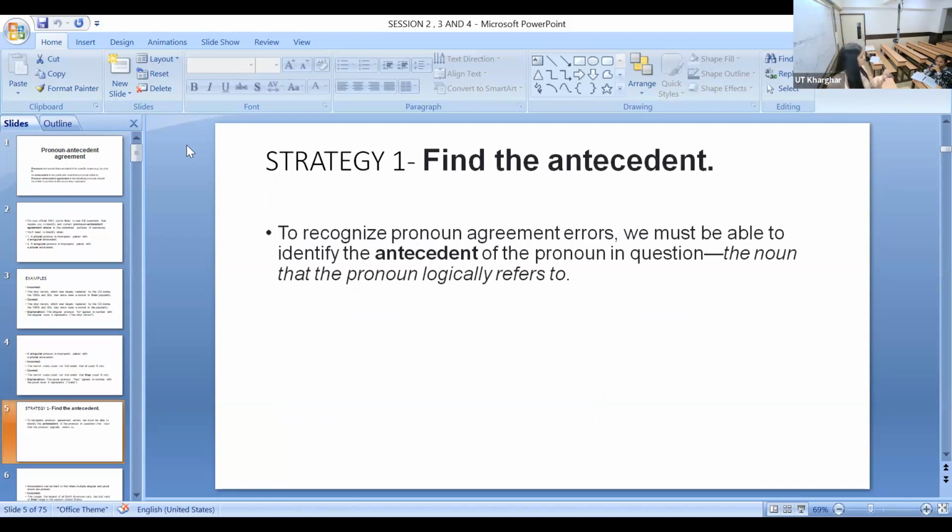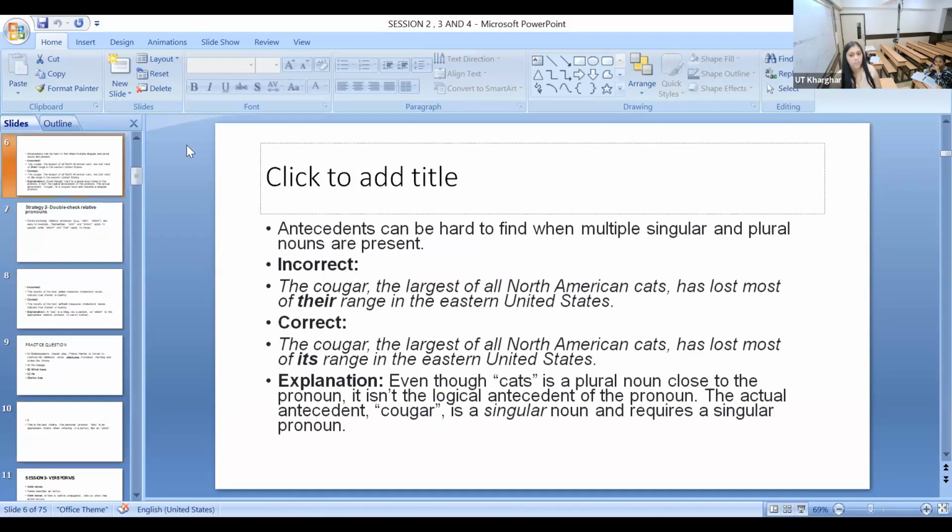An antecedent is a replacement of a noun. That's what we did, setting up ideas. Replacement of a noun. So here you can see it can be hard when multiple singular and plural nouns are present. So how are we doing this? That is what we are identifying now.